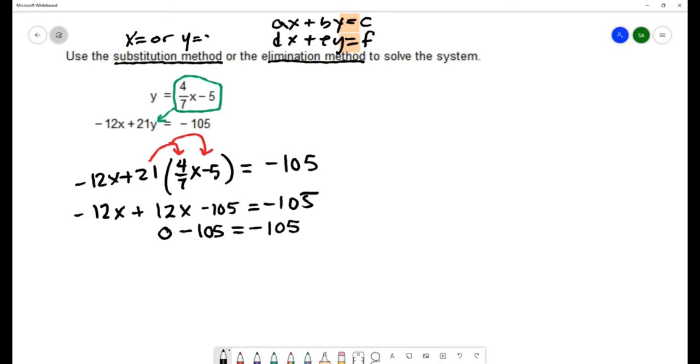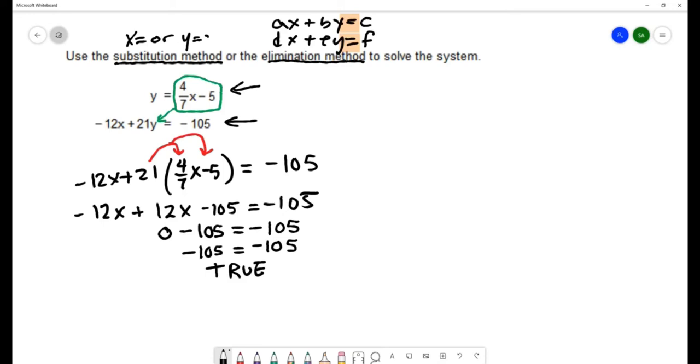And now all of the variables have canceled out. And I end up with this statement, negative 105 equals negative 105. Now that statement is a true statement. So when you have a system where all of the variables end up canceling out, you know that you have a special case of the system. And because we ended up with a true statement, we know that this is the special case where these two lines, this equation and this equation, happen to be the same line. So they are the same line that are right on top of each other.